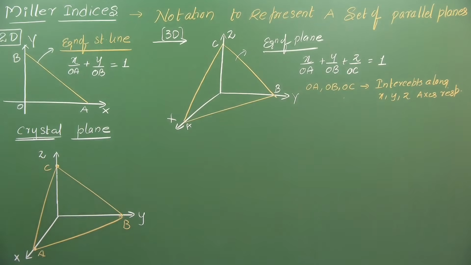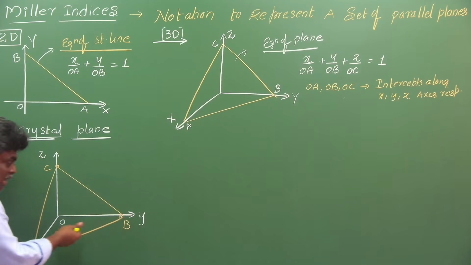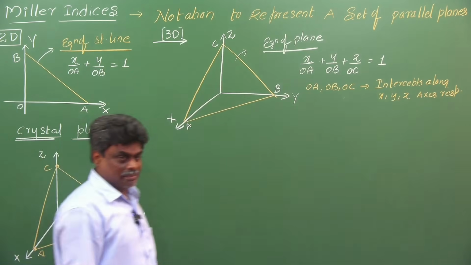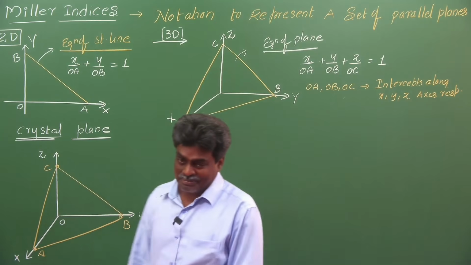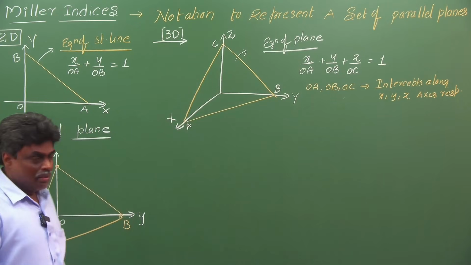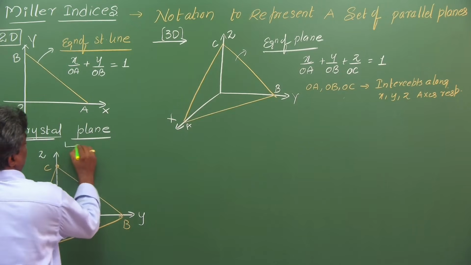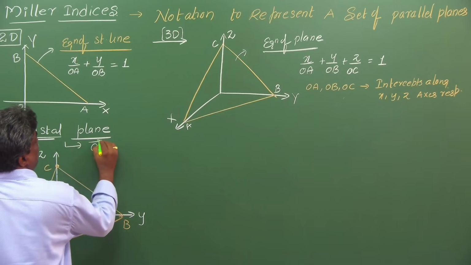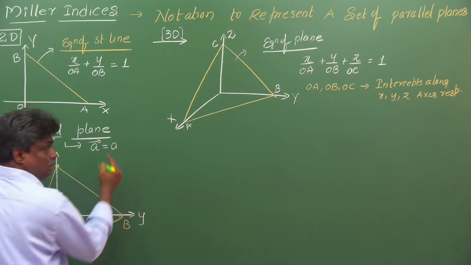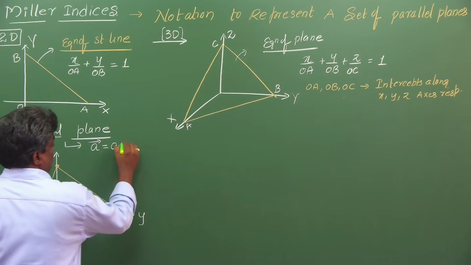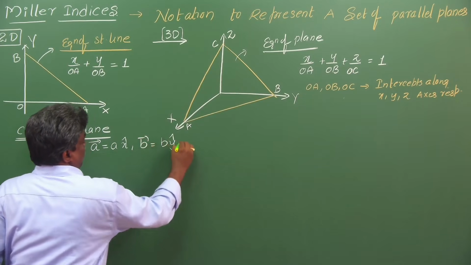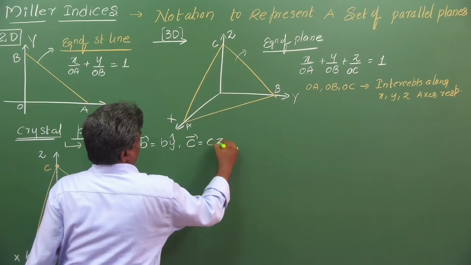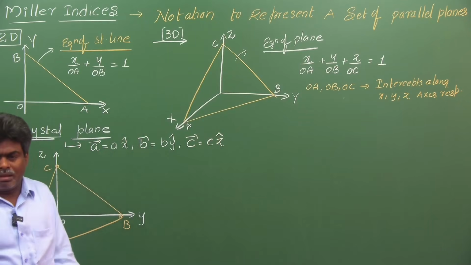So OA is the x-intercept, OB is the y-intercept, OC is the z-intercept. In a crystal, how will we get these intercepts? Whenever you are talking about a crystal, first you have to talk about the lattice parameters, that means the primitive vectors. A bar equal to a x cap, B bar equal to b y cap, C bar equal to c z cap. I have taken the more general case.